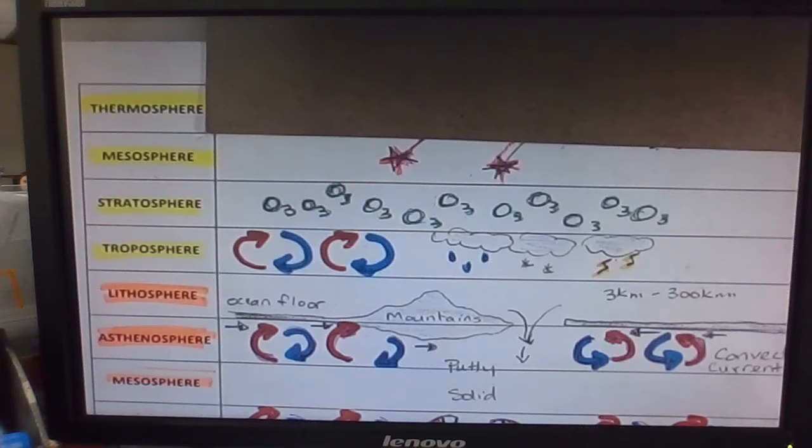Exosphere, the outermost limits, that's where our satellites are. Rotating? No, revolving. Revolving around the Earth, because it's going around it. Rotating is in one spot. So that's where our satellites are at. So all of our phones, all of our technology that's beaming up to the satellites, they're way out there in the exosphere.